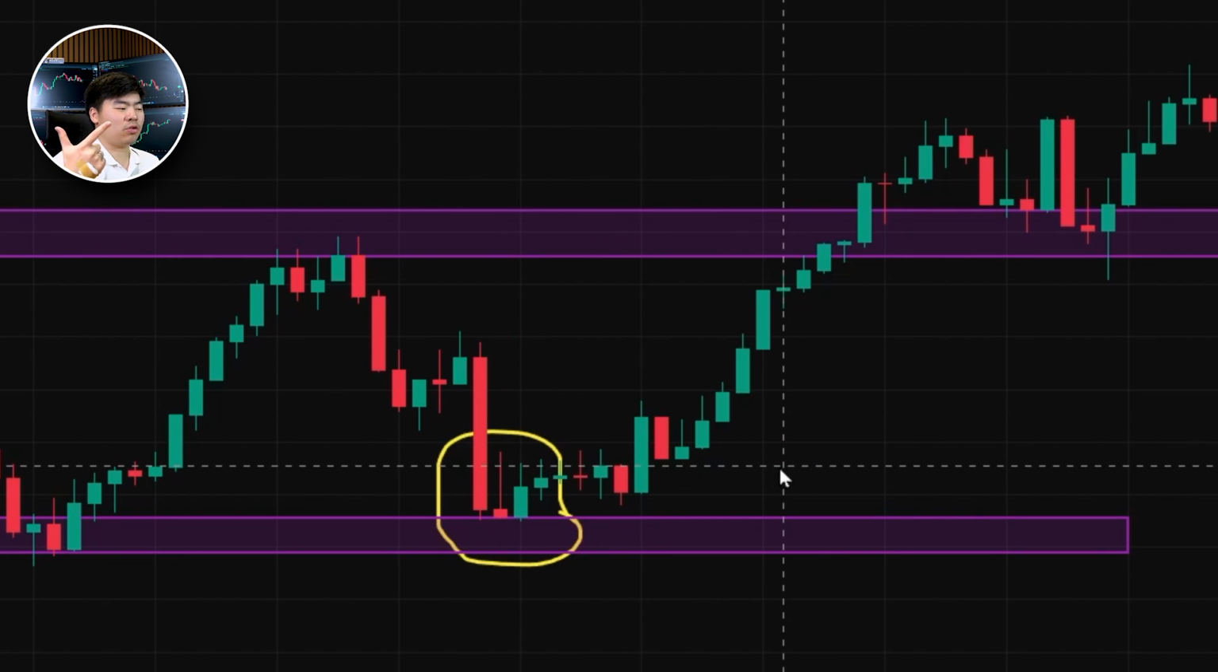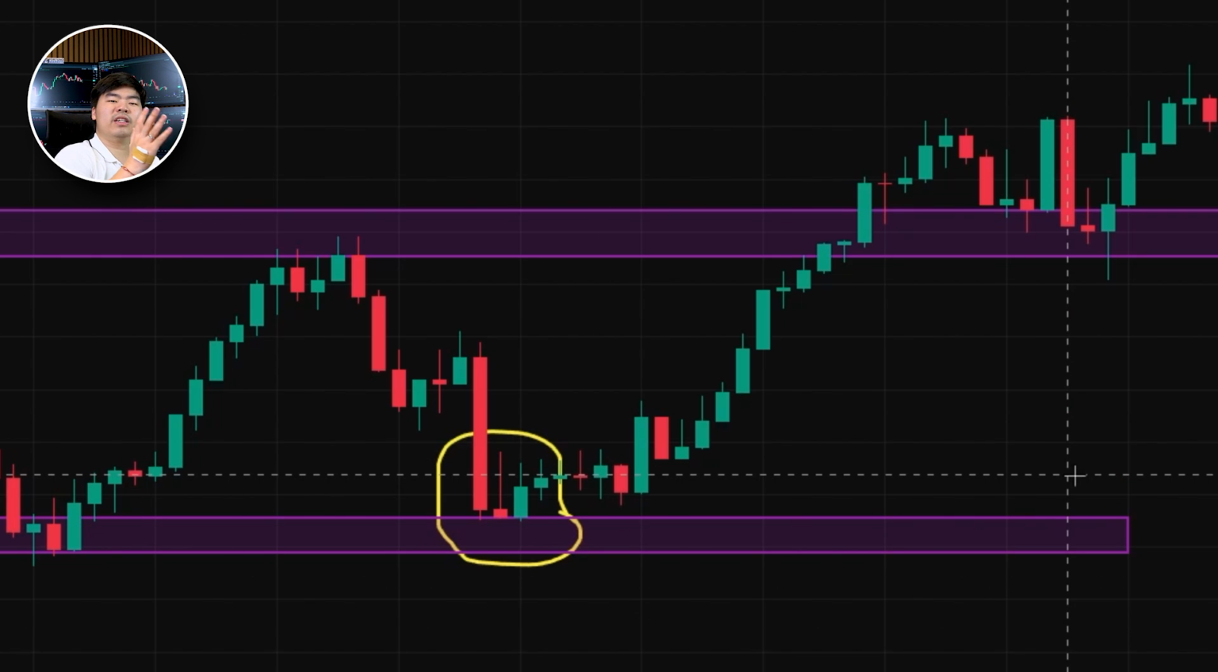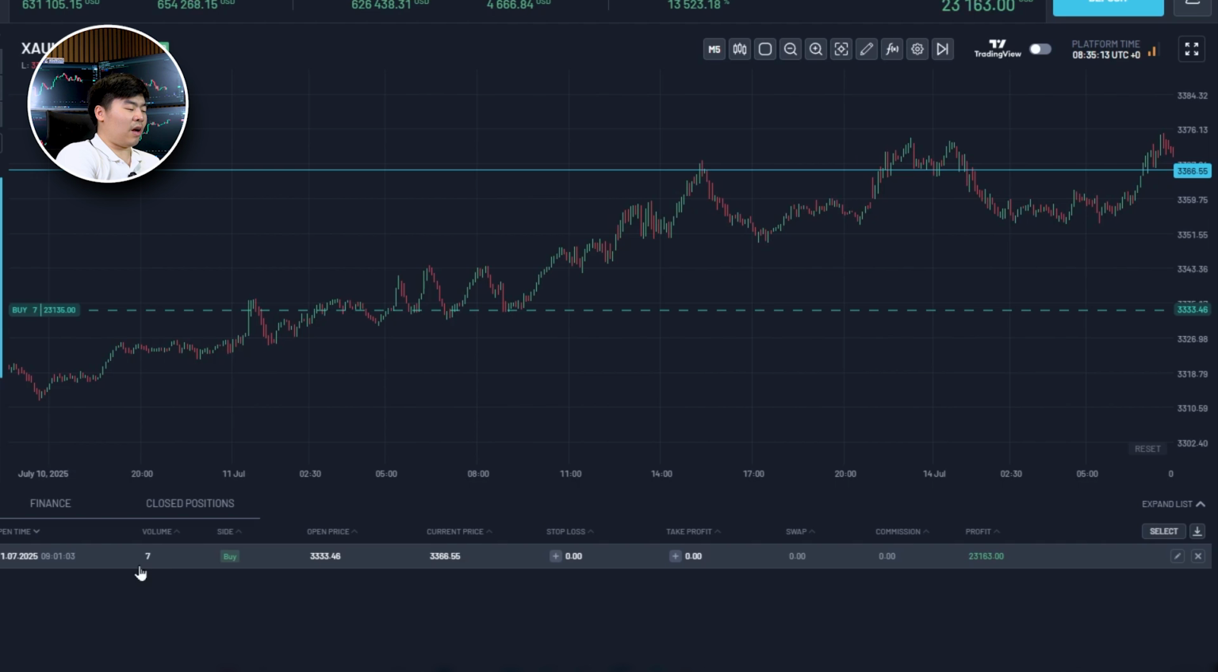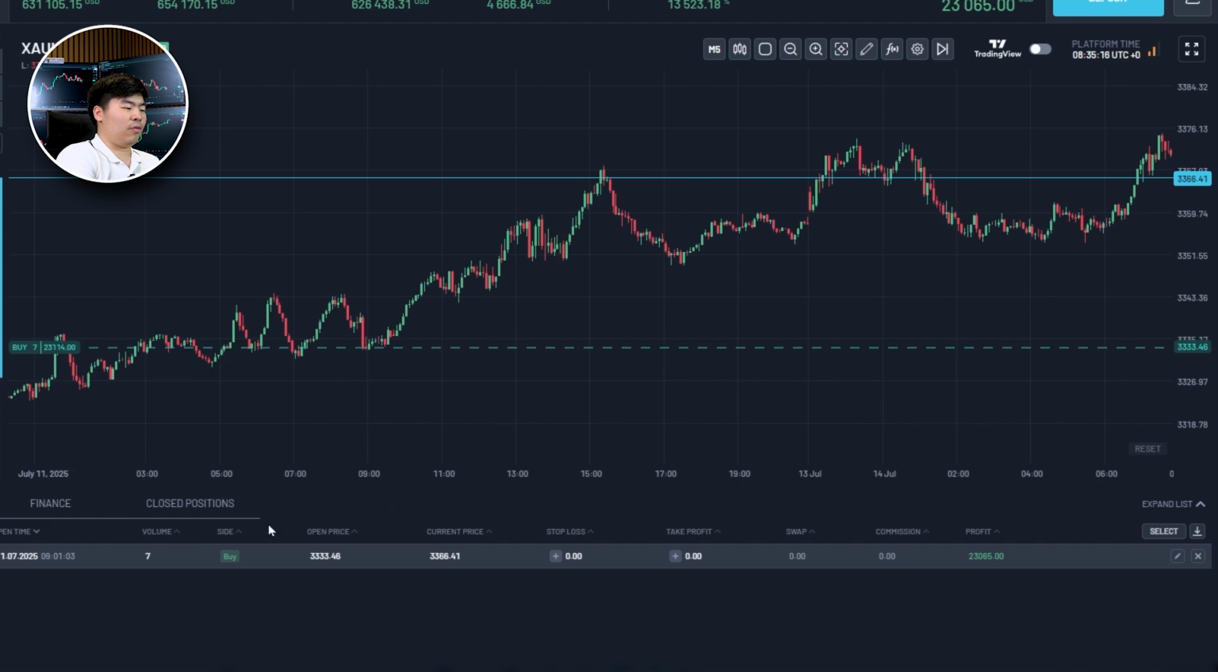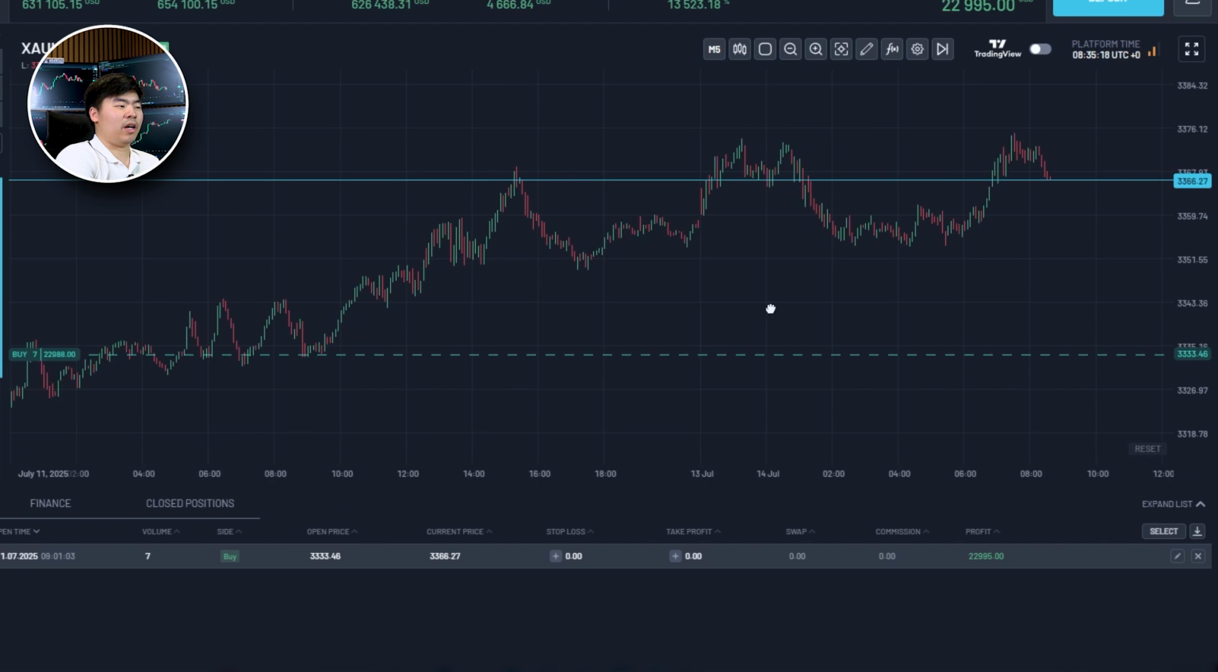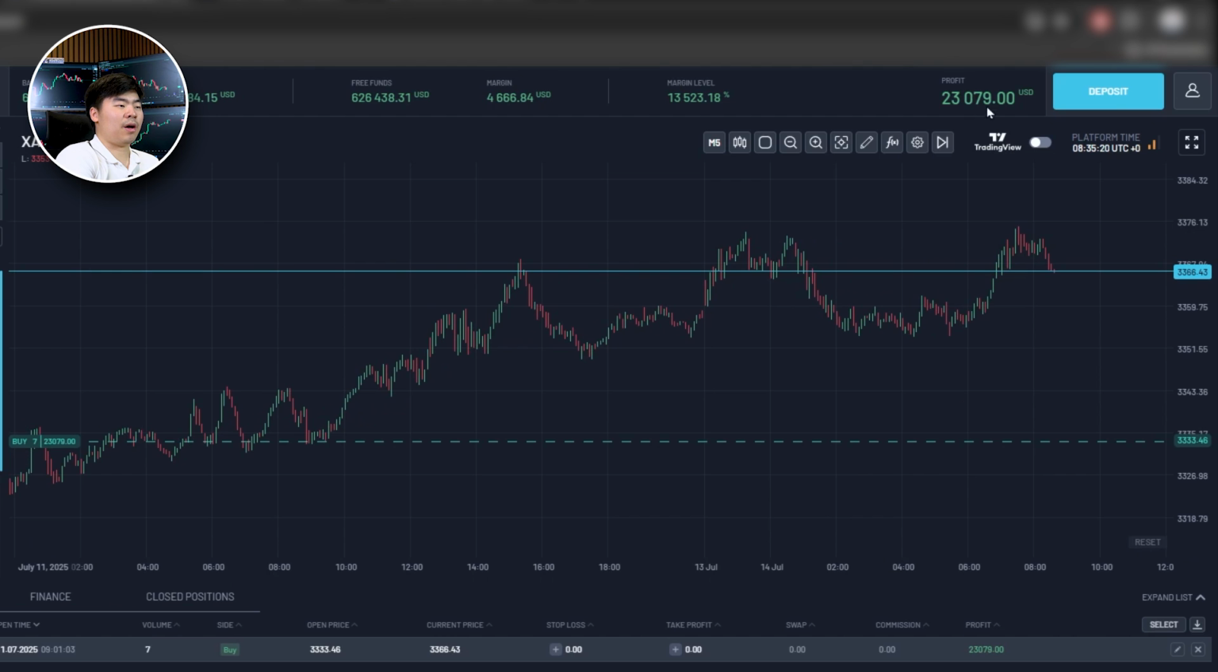Another one is support level here. I knew this is the time for me to buy. That's why I bought 7 lots of it, 7 lots of gold, XAU USD. And here I am, I'm up 23,000 USD. It's crazy, right?